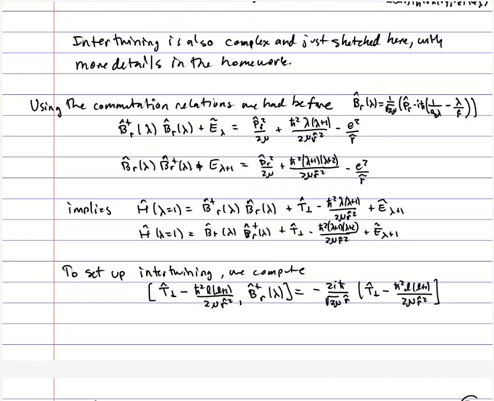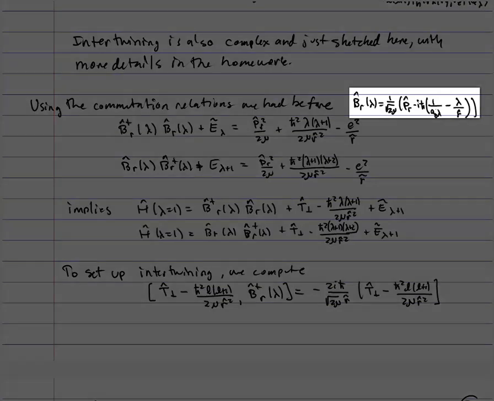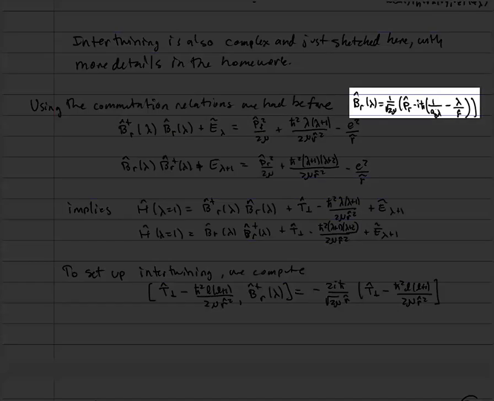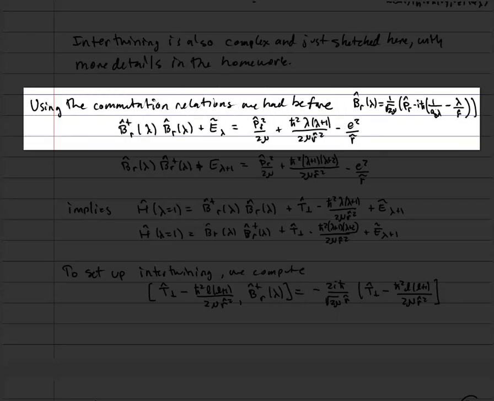Okay. Now, the intertwining relationship is much more complicated, and we're going to just sketch it for you here. We start by looking at commutation relations. So we're going to be working with those same BR of lambda. I'm going to now introduce a lambda in there as the general BR: 1 over square root of 2 mu, PR minus i h bar, 1 over A0 lambda minus lambda over R hat. I'm going to have a B dagger R of lambda, BR of lambda plus E tilde of lambda. If I just go ahead and calculate that, you find that that's going to equal PR squared over 2 mu plus h bar squared lambda times lambda plus 1 over 2 mu R squared minus e squared over R hat. That's essentially what we did in the last lecture, but we were using lambda equals L in the last lecture.